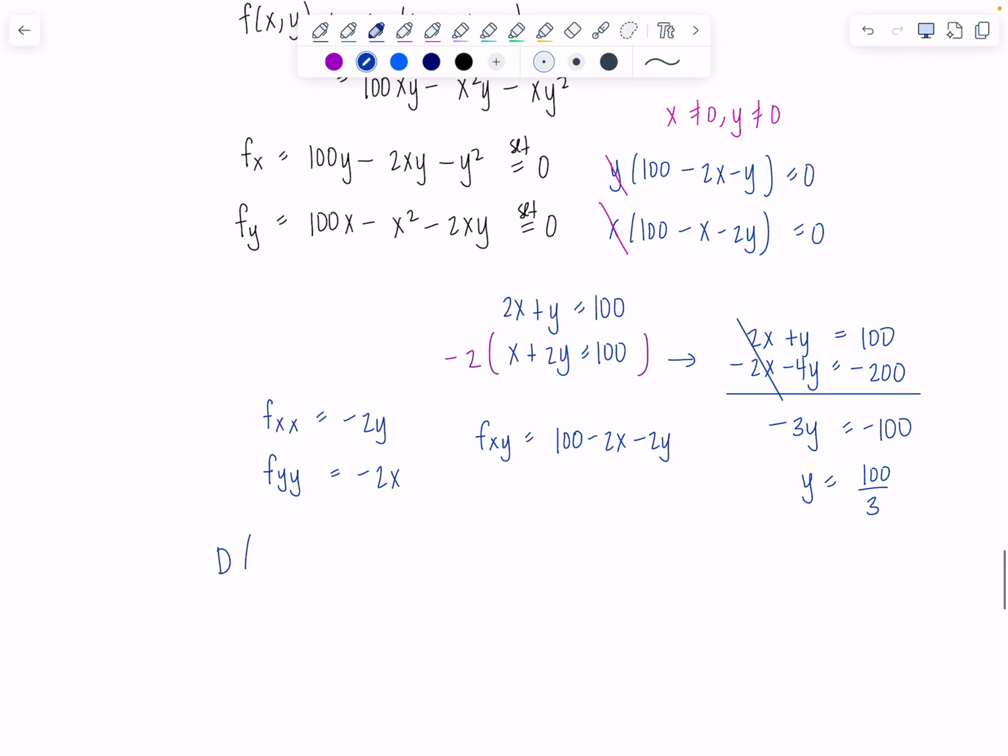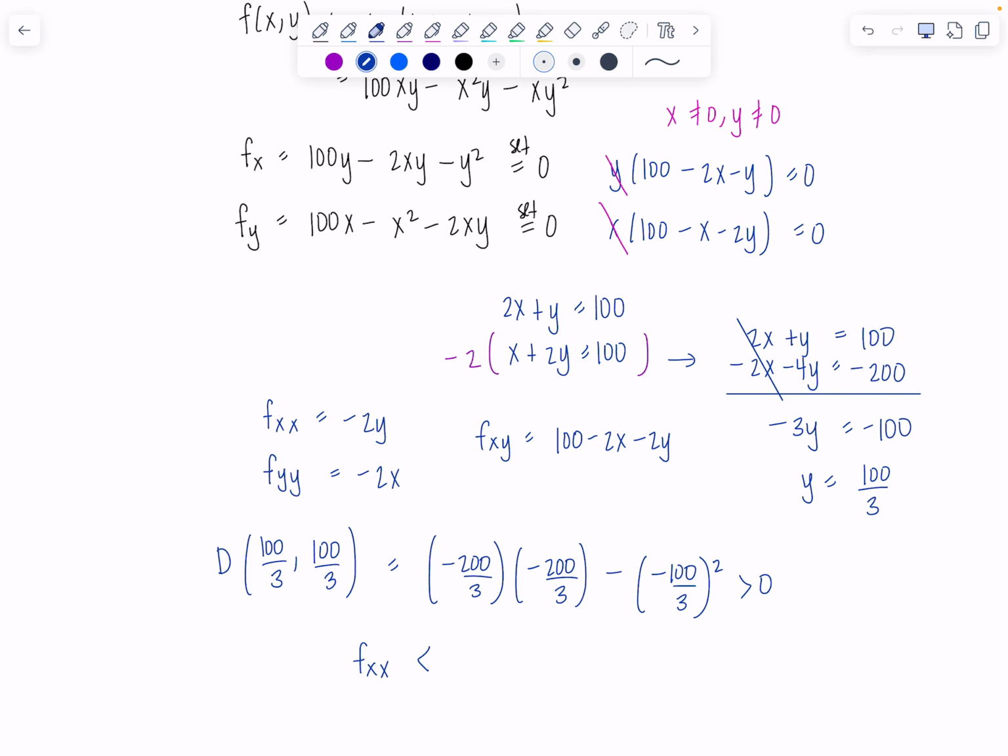So D at (100/3, 100/3) is -200/3 times -200/3 minus (-100/3) squared, which is positive. And then the second partial with respect to x was negative. So then, yes, it yields a max. We maybe should have done that, then you would feel better about that last problem. You know what I mean?